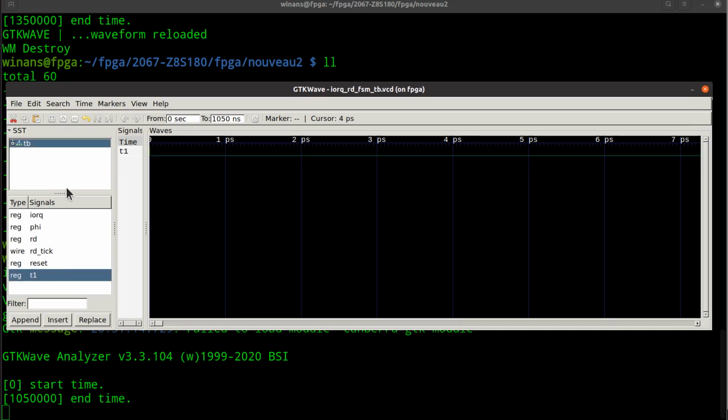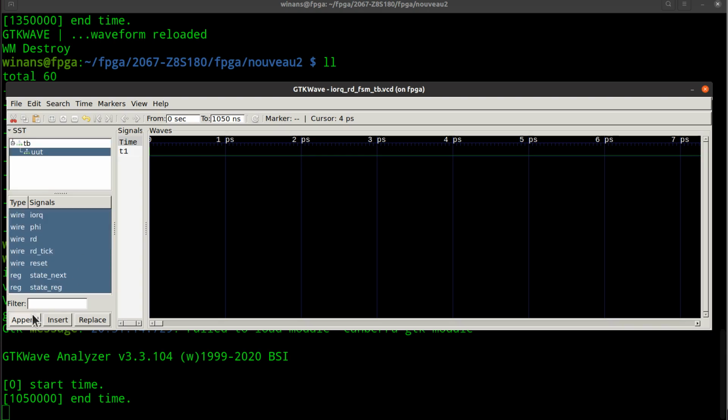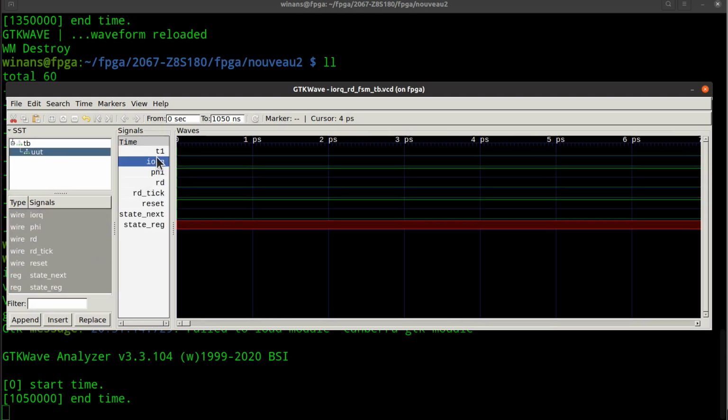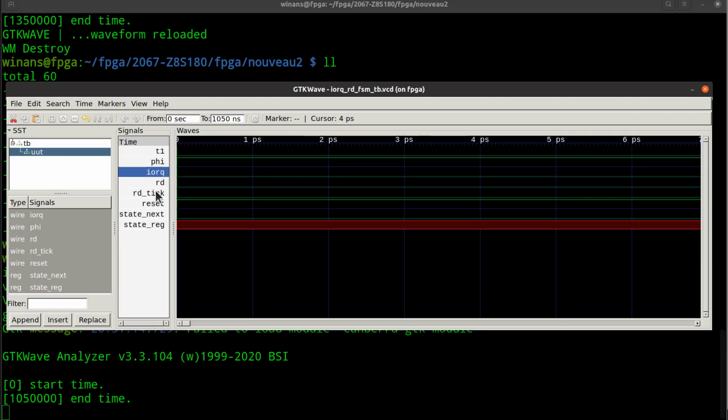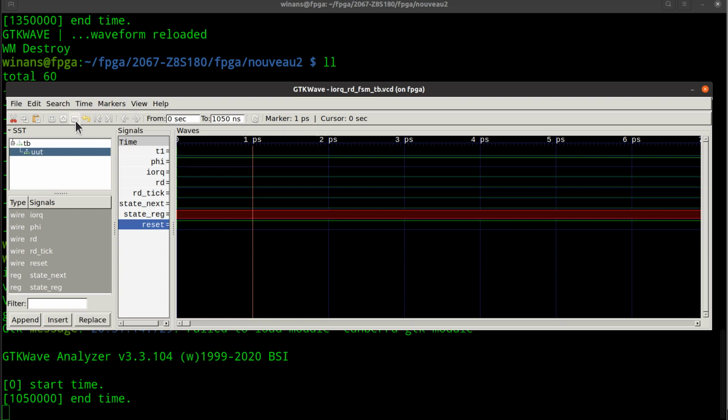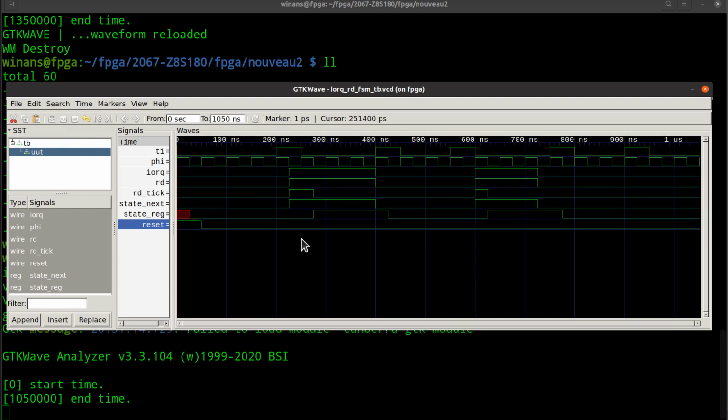And we want to see T1, then we want to see the unit on the test here. Sort these to make sense, at least to me anyway. Read, tick, reset, get that out of the way. And zoom out. And what do we got now?